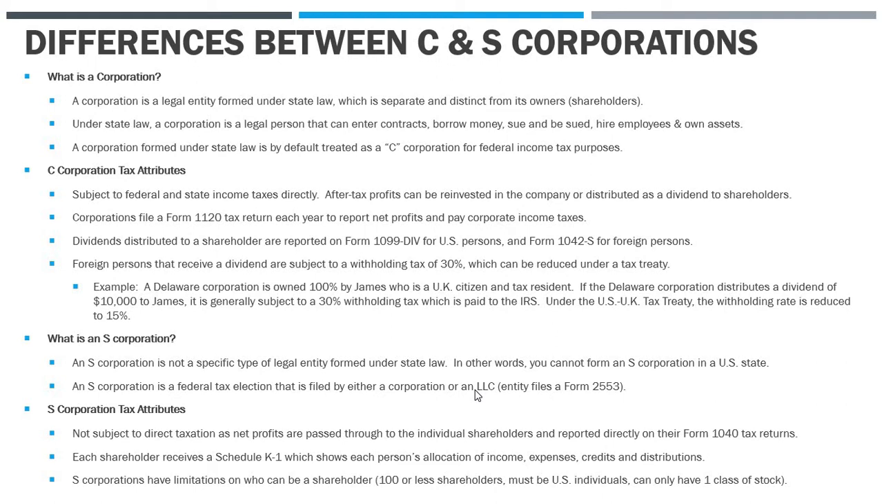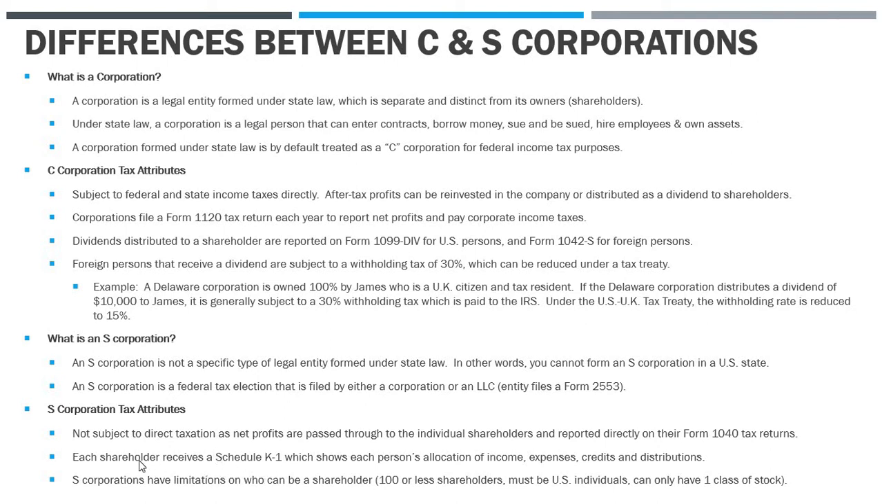You've got to form some type of domestic eligible entity, and then file the S corporation election afterwards. Okay, and that's done via Form 2553. Now, what are some of the attributes of an S corp? Well, S corporations aren't subject to tax directly on the profits, unlike a C corp. So any profits in an S corp are passed through to the individual shareholders, and they report the profits on their personal tax returns. Okay, and this information is reported on a Schedule K-1.